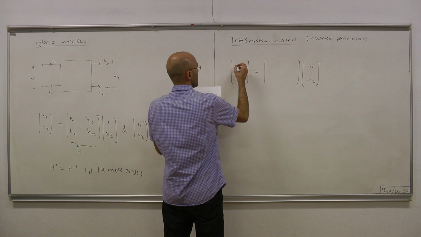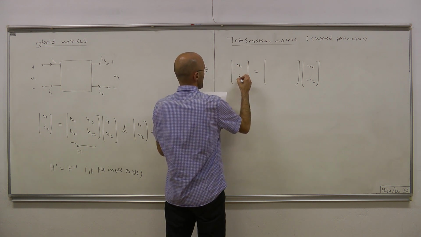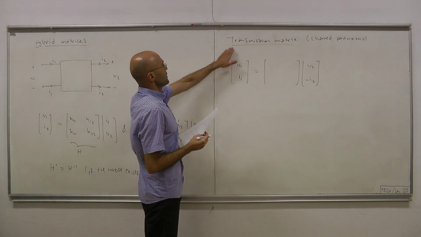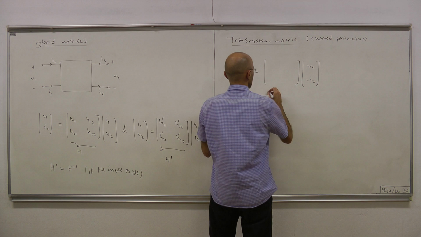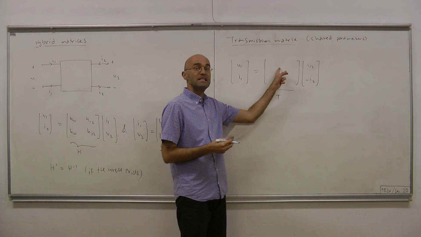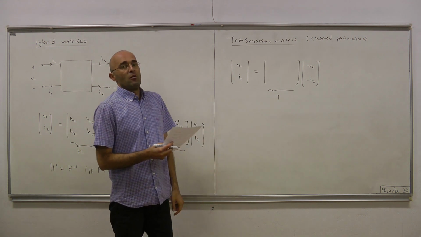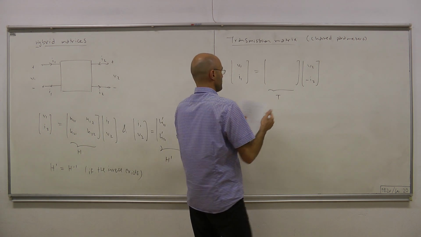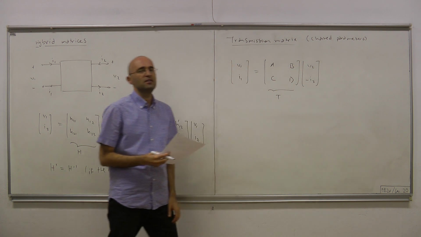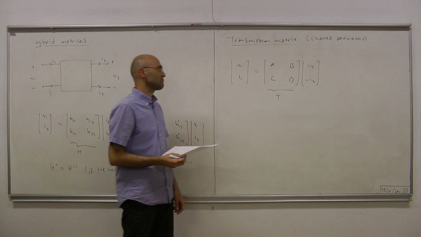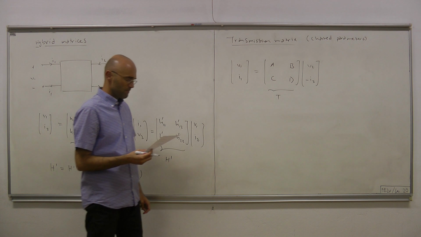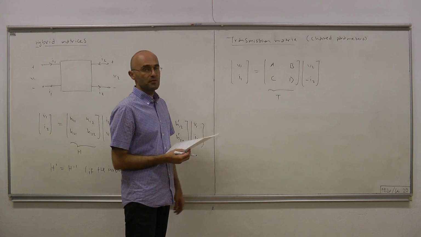And the output is V1 and I1, okay? Now, the transmission matrix is represented by T, and unlike the previous cases, entries are not T11, T12, T21, T22. Instead, they are A, B, C, D. Okay, it's just convention, and so we're going to stick to the convention. Okay, A, B, C, D are what we use to denote those entries.